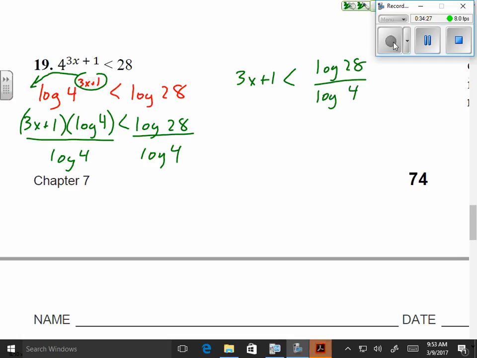Subtract 1, divide by 3. That'll cancel the 1s, that'll cancel the 3s. We're left with x less than log of 28 over log of 4 minus 1, divided by 3.